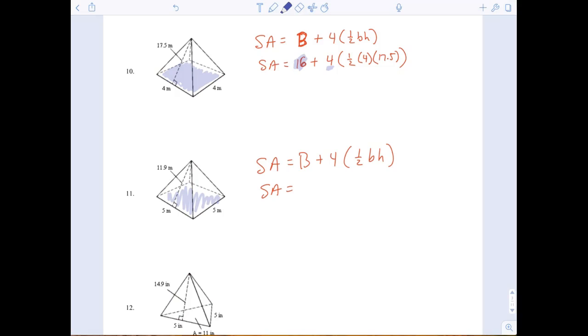There you go, right? You see what I'm saying, right? Because the base is a square, so it's just side times side. 5 times 5 to do area. You with me? Come on now. All right. So 25 plus 4 times, what's the base of the triangle? 5. What's the height of the triangle? 11.9. Multiply that out for me. What is it about? Exactly? All right, good job.